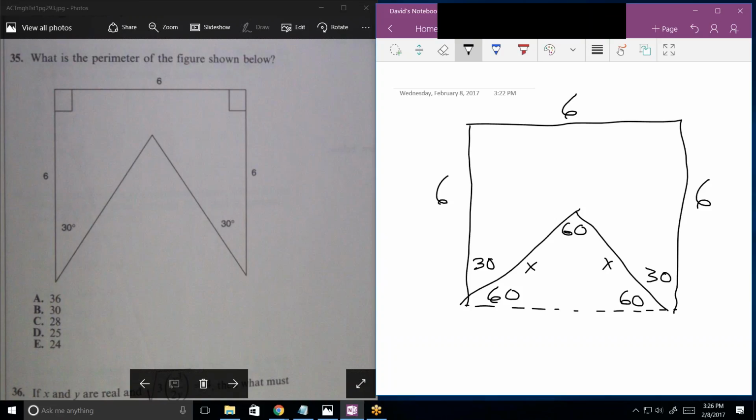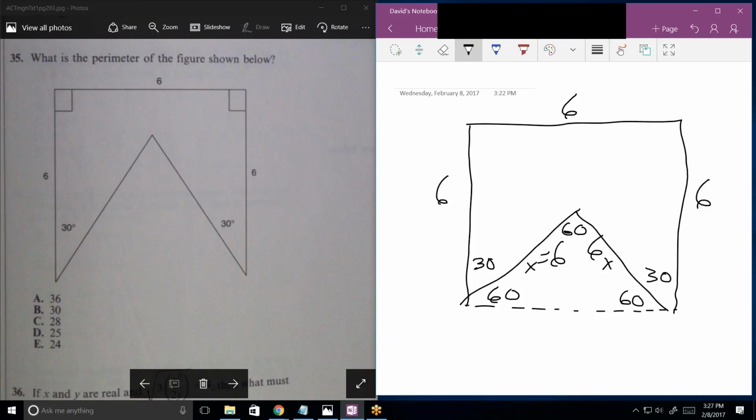Exactly. So, all right, now we got 6 plus 6 plus 6 plus 6 plus 6. 5 6s is 30. Oh, it asked for the perimeter. Oh man, I read that wrong. Yeah, well, that's a good lesson though.